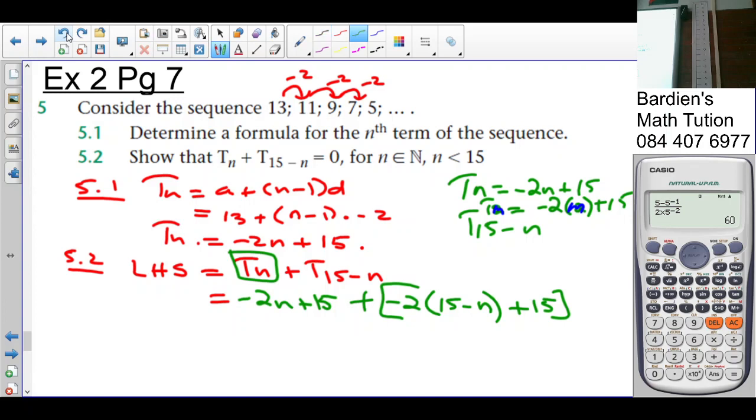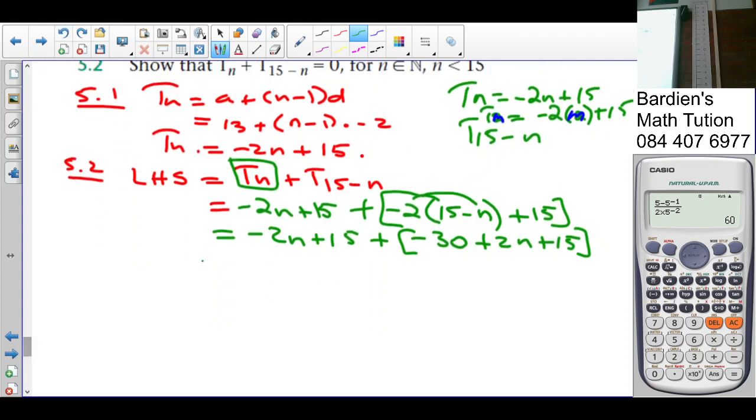So what we do is just a matter of simplifying. So it's negative 2n plus 15 plus, we're going to multiply this inside the bracket out. So it's going to be negative 30 plus 2n plus 15. Now we just get rid of the square brackets. It's negative 2n plus 15 minus 30 plus 2n plus 15. Otherwise I could have added like terms there if you wanted to. But what do you notice now? Negative 2n plus 2n cancel. 15 minus 30 plus 15.